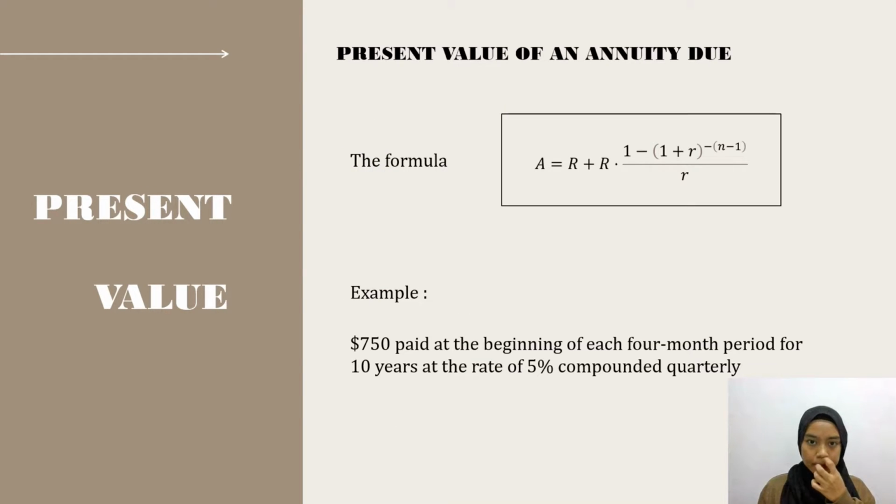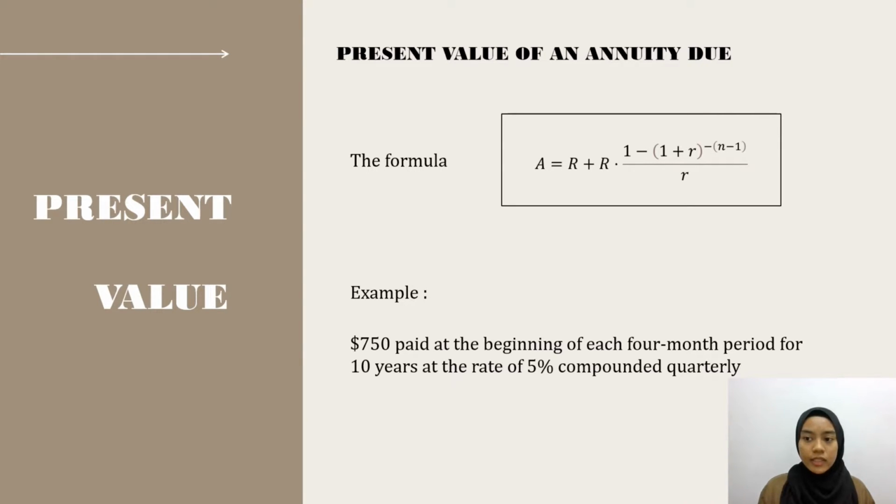So that is the present value of an annuity due. The formula is A equals R plus R multiplied by [1 minus (1 plus i) to the power negative (n minus 1)] over i. So here we have the example: $750 paid at the beginning of each 4-month period for 10 years at the rate of 5% compounded quarterly.